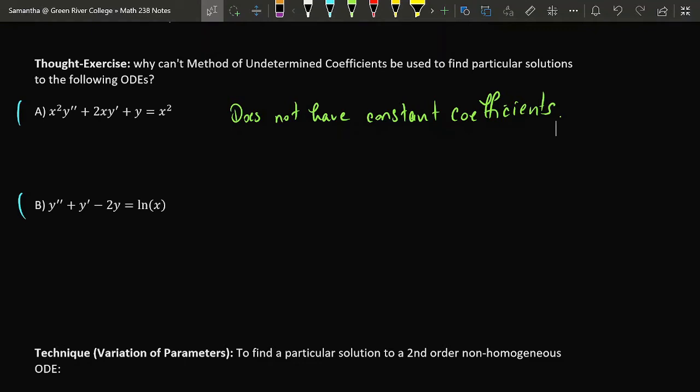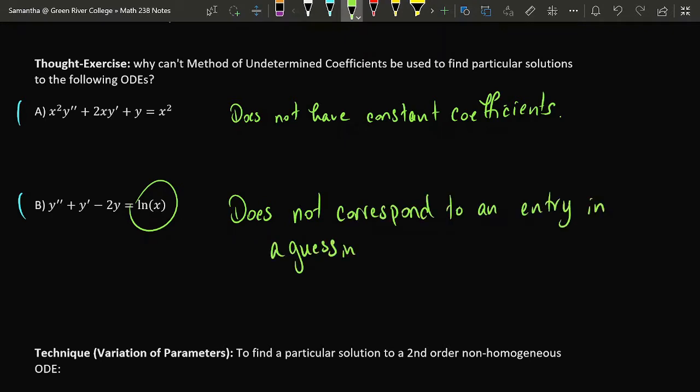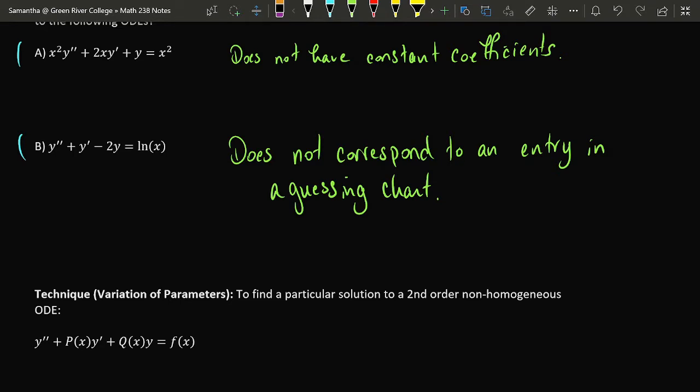The issue in part B is that the function f of x on the right side does not correspond to any entry in our guessing chart. You can try to guess a function of the form maybe some constant times the natural log, but it's not guaranteed to actually work out.